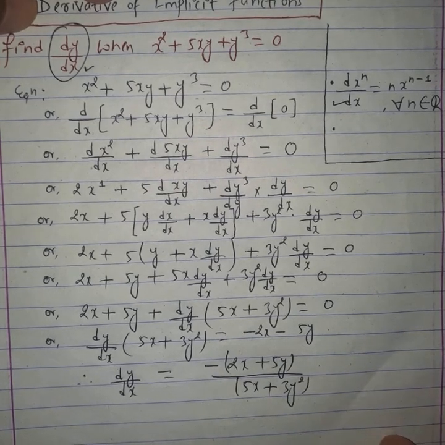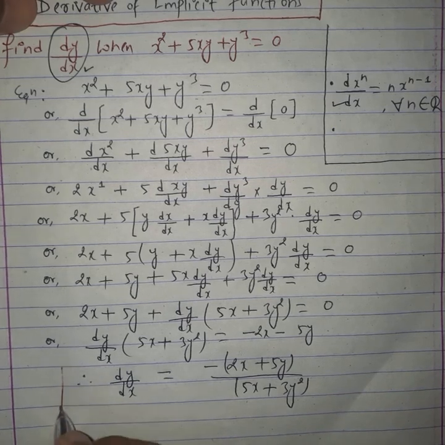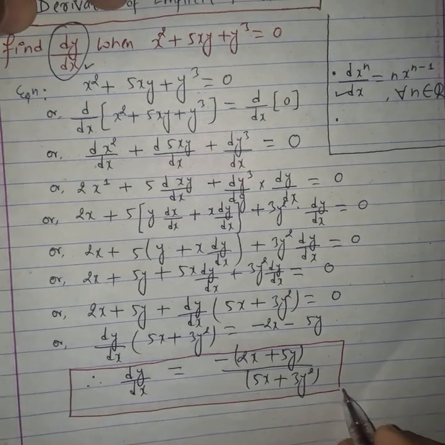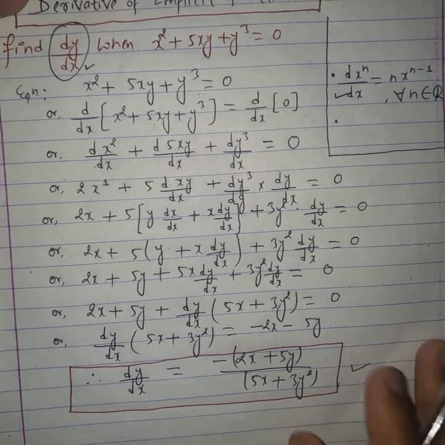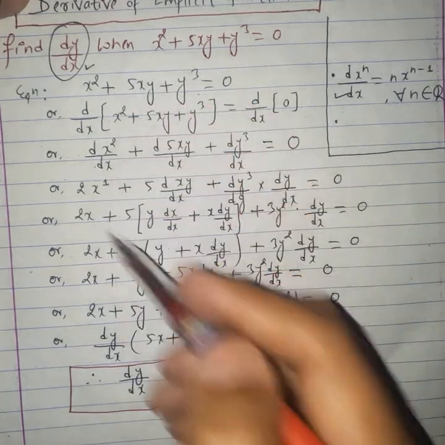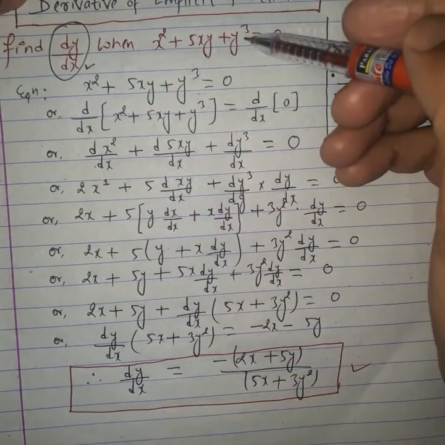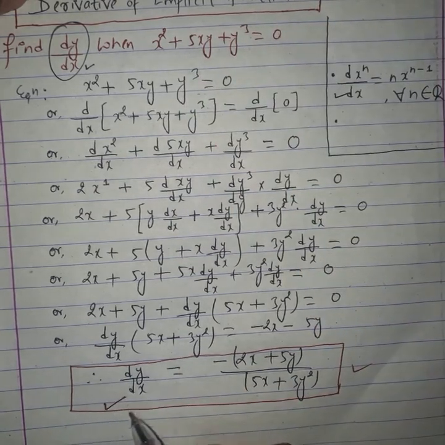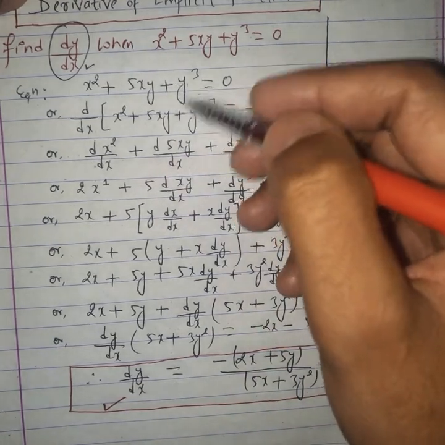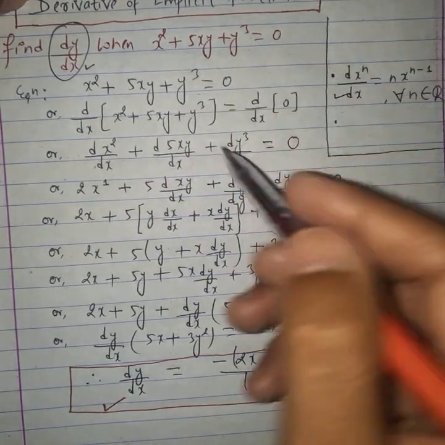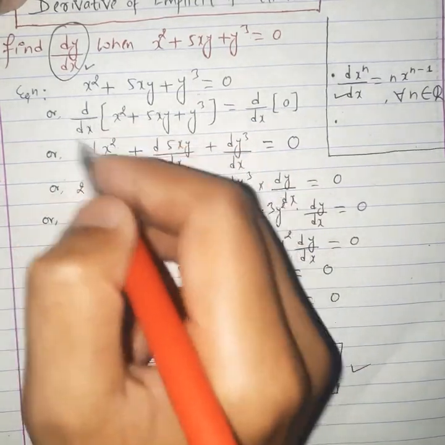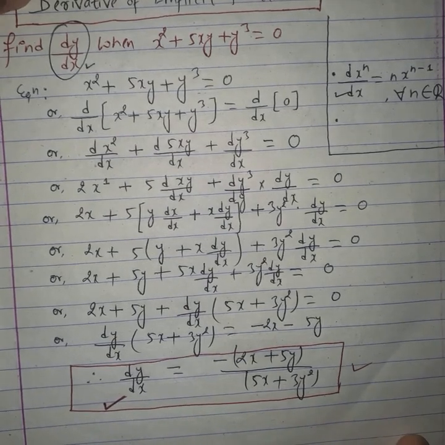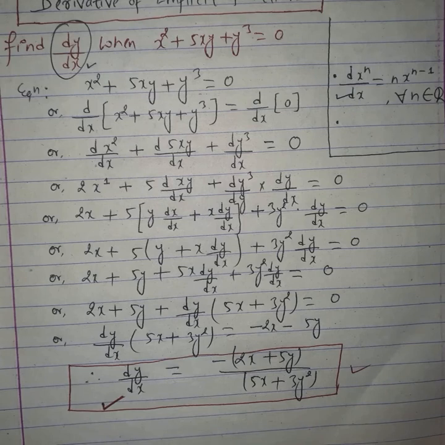Here we finally obtain the value of dy over dx. This is the final result for the derivative of the function with respect to x, obtained by using implicit differentiation. This process is called implicit differentiation because here we just calculate the derivative of the function without expressing y in terms of x. Here we directly take the derivative on both sides, and finally we achieve the result of dy over dx. This is the whole process for implicit differentiation.